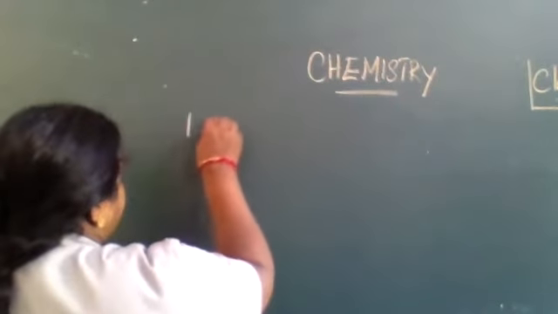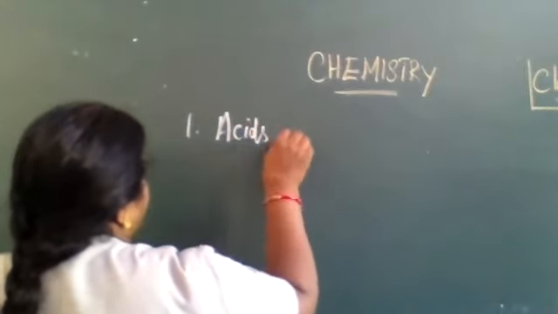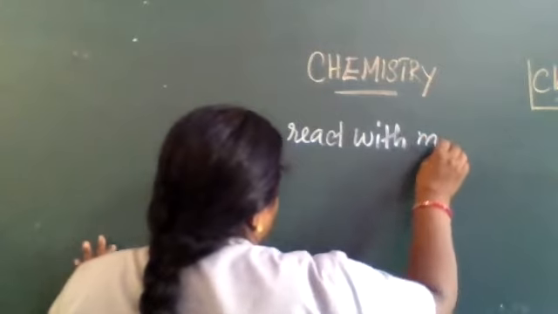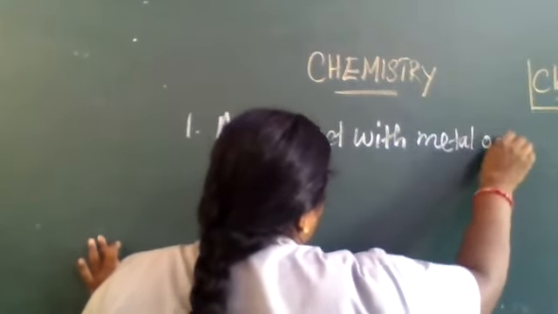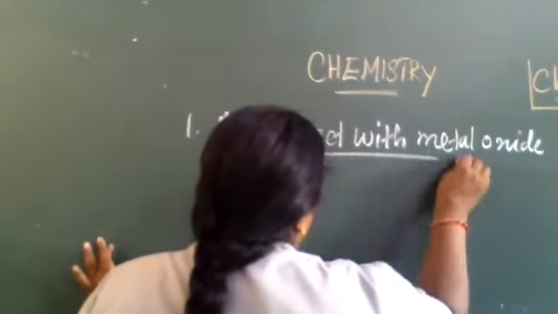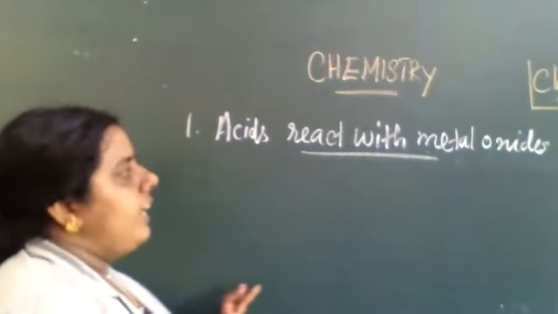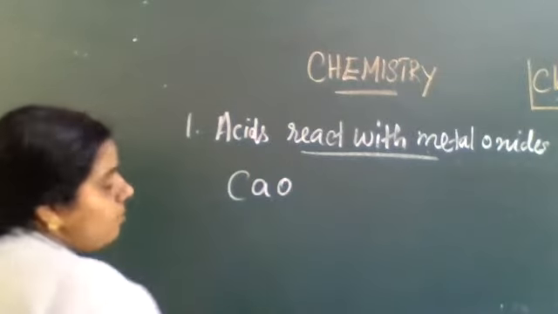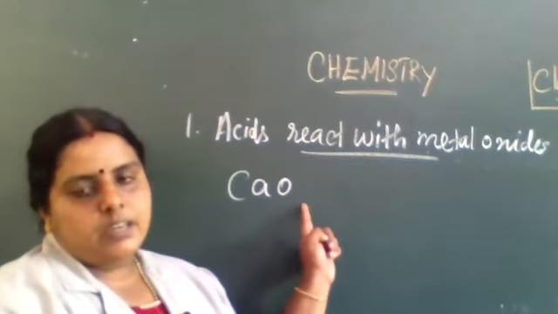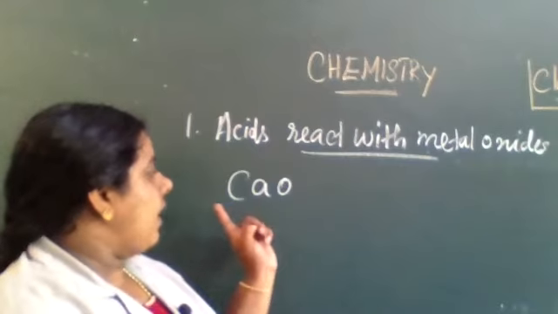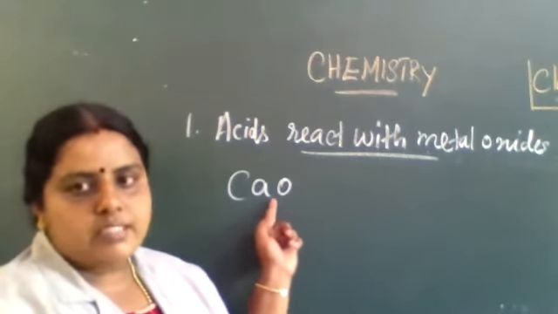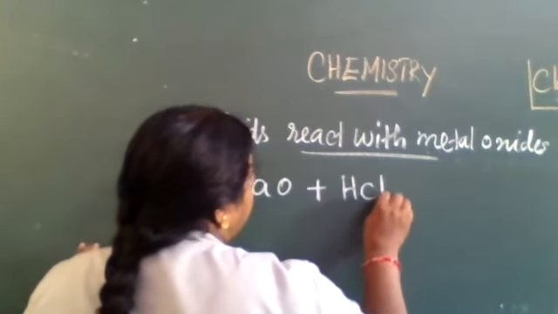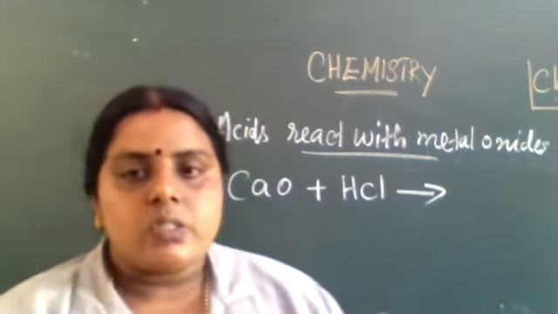Acids react with the metal oxides. CaO, that is calcium oxide. It is a metal oxide. Calcium reacts with oxygen to form calcium oxide. Calcium oxide reacts with HCl, that is hydrochloric acid. Then we get salt and water.